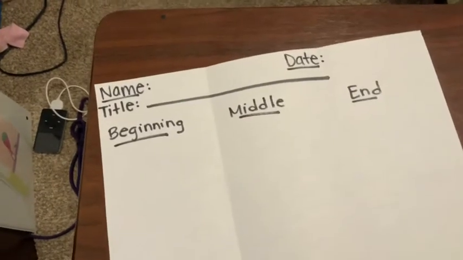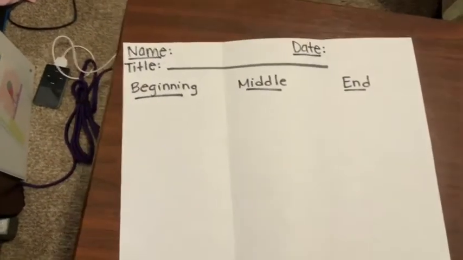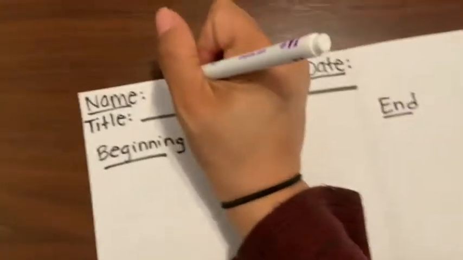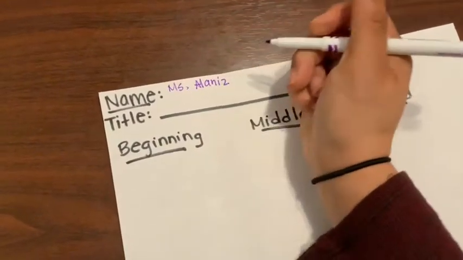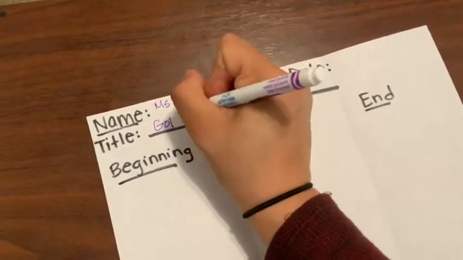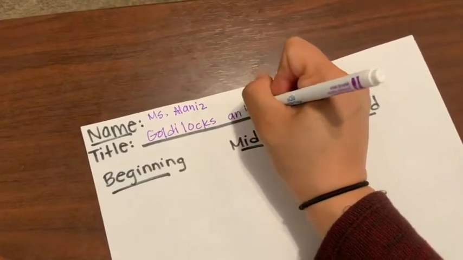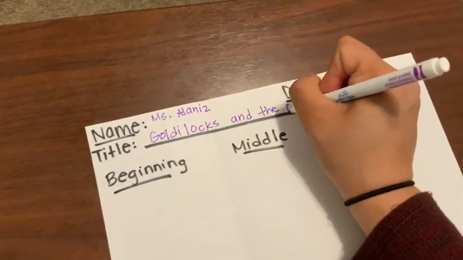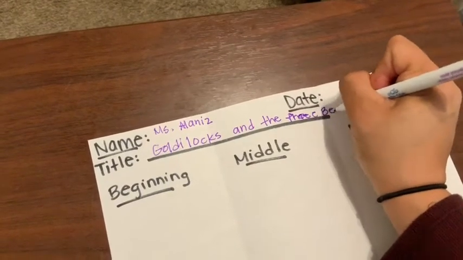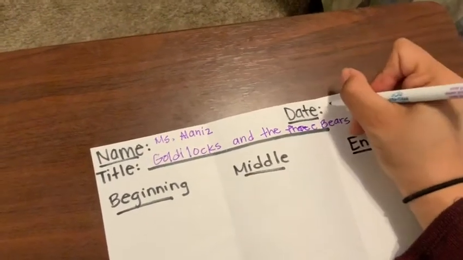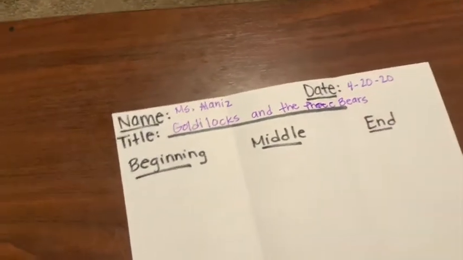So I'm going to go ahead and grab a marker. Here we go. I'll write my name at the top. And then the name of my book is Goldilocks. And the 3, oh, I'm running out of space. And that's okay. And then the date, right up at the top.